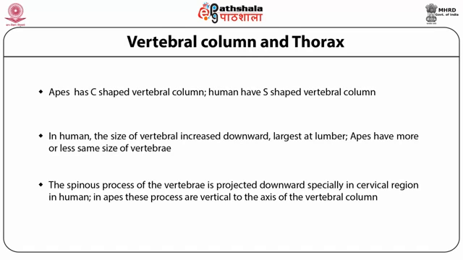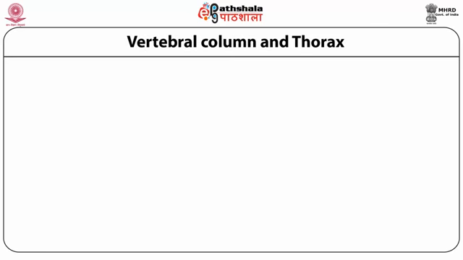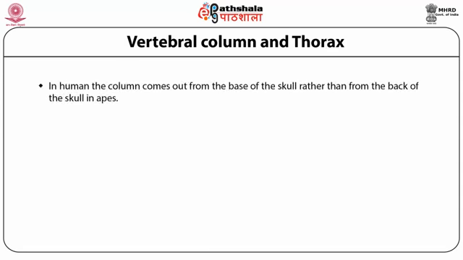The orientation of the vertebral column in humans is also different from apes. In humans, as the position of the foramen magnum is changed, the column comes out from the base of the skull rather than from the back of the skull as in apes.